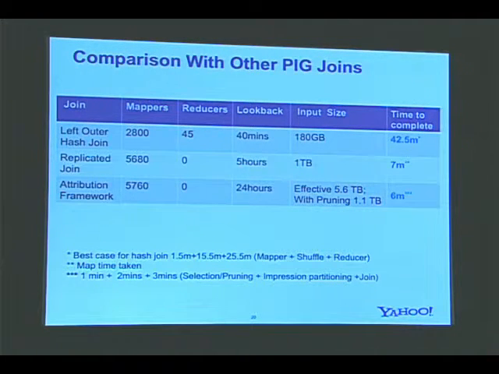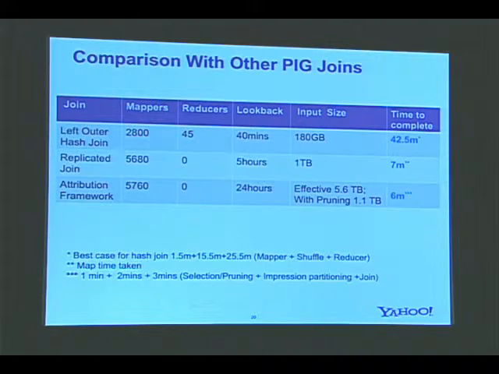We compared our framework with the other Pig joins, and more importantly, the hash join in Pig and the replicated join. You might see that the look-back period is slightly varied across all three comparisons. The reason it's varied is we also have to look into the other performance constraints.